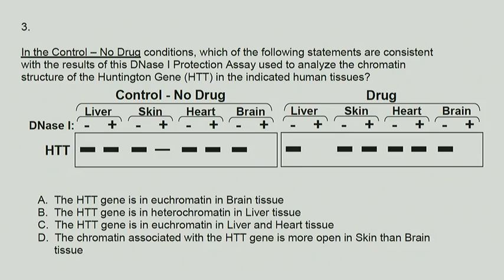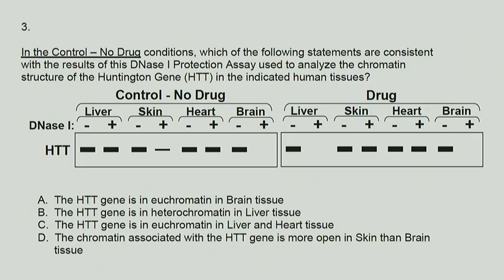Yes, exactly. So that's the next question. But you can still say that the gene is in euchromatin in brain tissue, right? Untreated brain tissue, that gene is in euchromatin. In fact, in treated brain tissue, that's also in euchromatin, right? So A is doubly true on both sides.